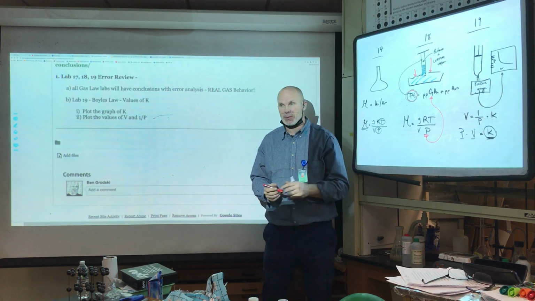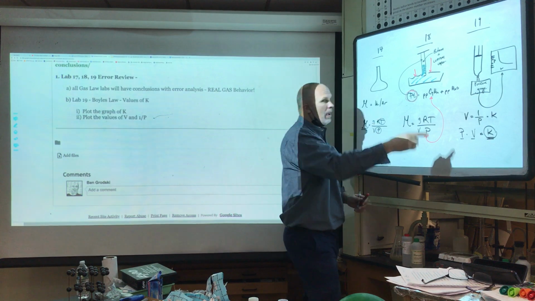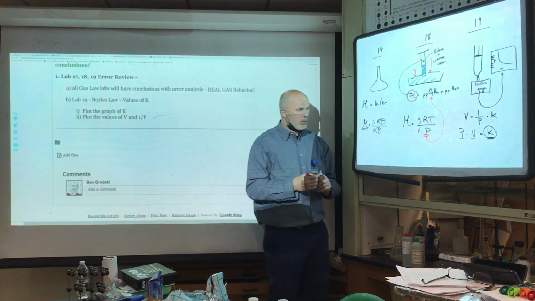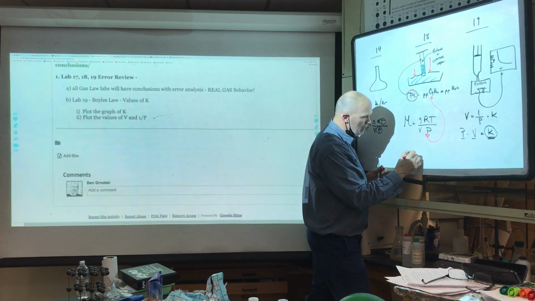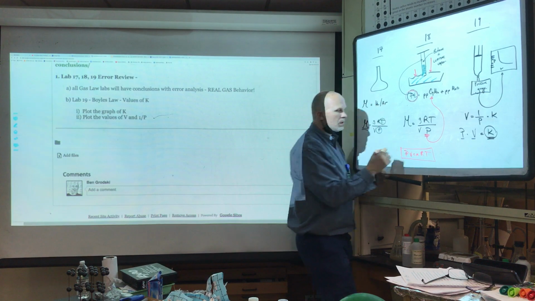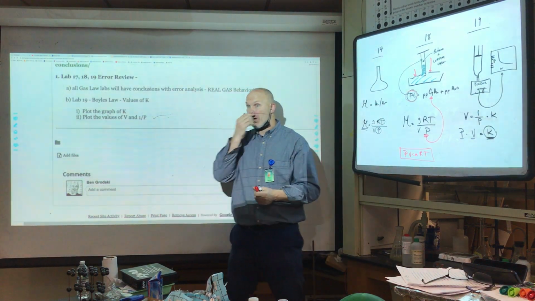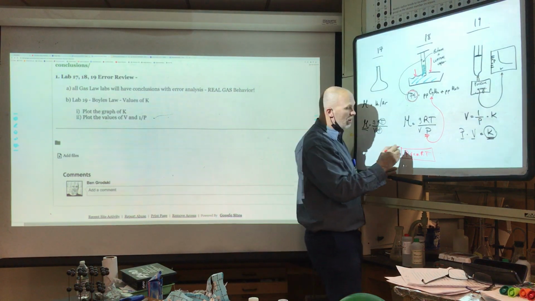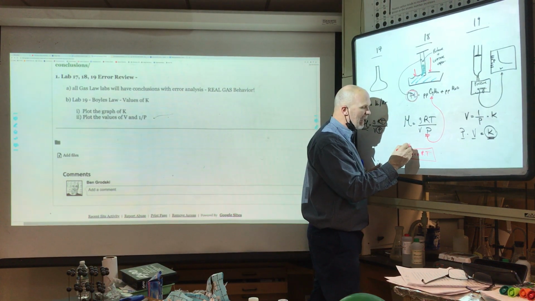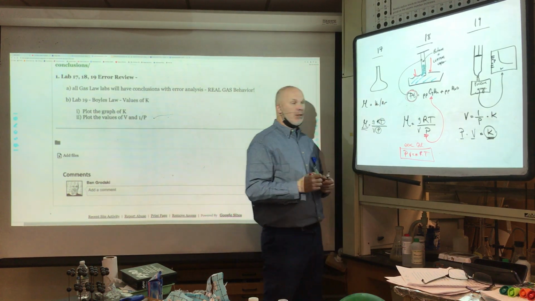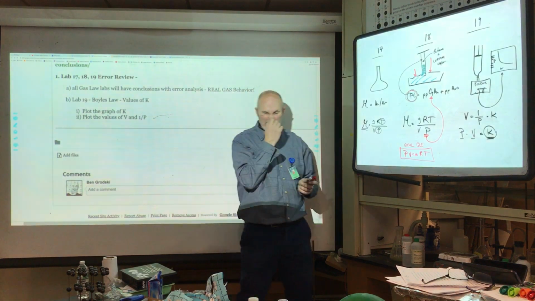So those are the 3 labs. All 3 of them have something in common. They are all built on PV equals nRT. They all use that relationship that we derived together. This is called the ideal gas law equation. I call it the static, but now it's called the ideal gas law equation. That's where you'll hear it.